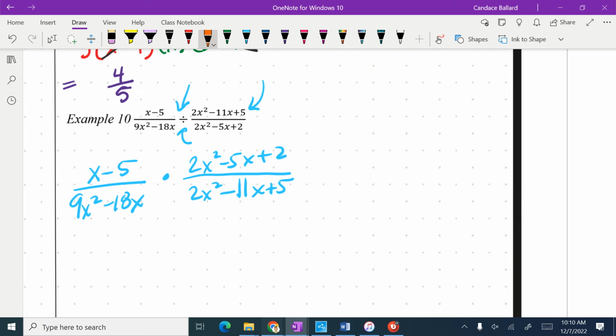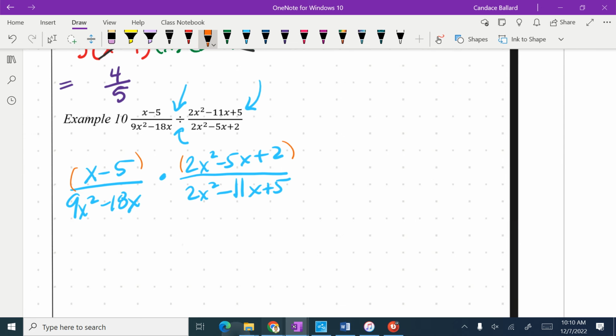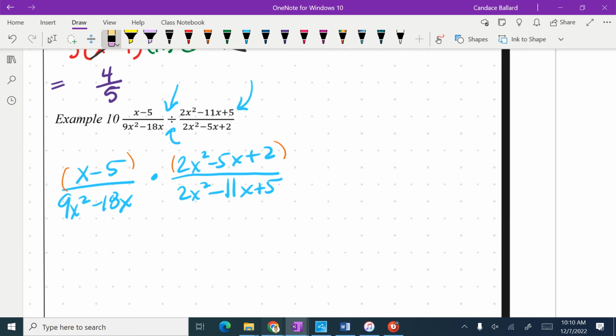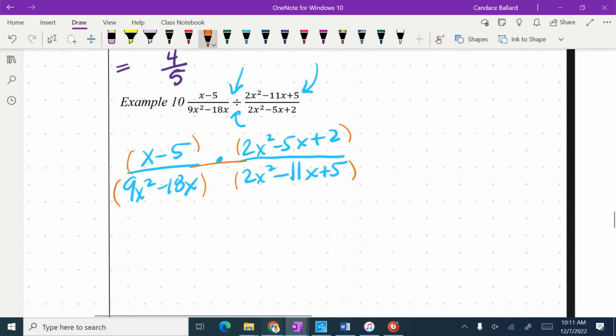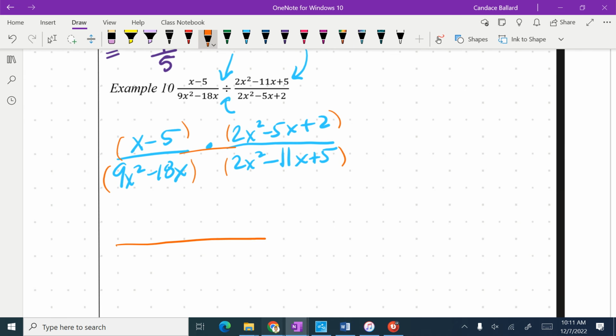Okay, again, if I wanted to, I could put parentheses around everything and connect it like it's one singular fraction. I don't have to do that, but we're going to treat it like one fraction when we move it down.